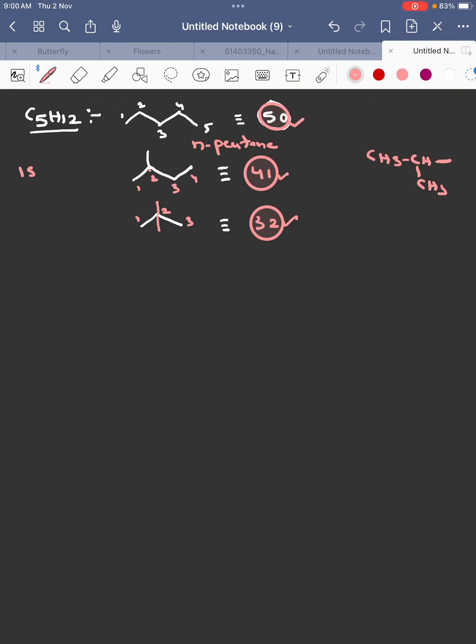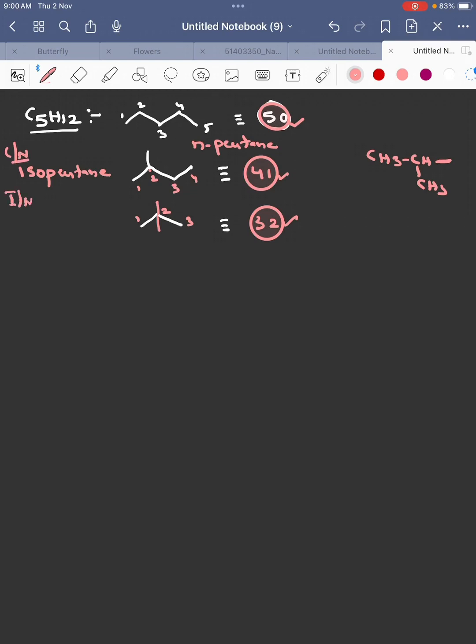IUPAC name always starts with a number, 2, 3. It is called iso. Total how many carbons are there? It is called isopentane. You count the total number of carbons. Now this is called common name. Isopentane is a common name.